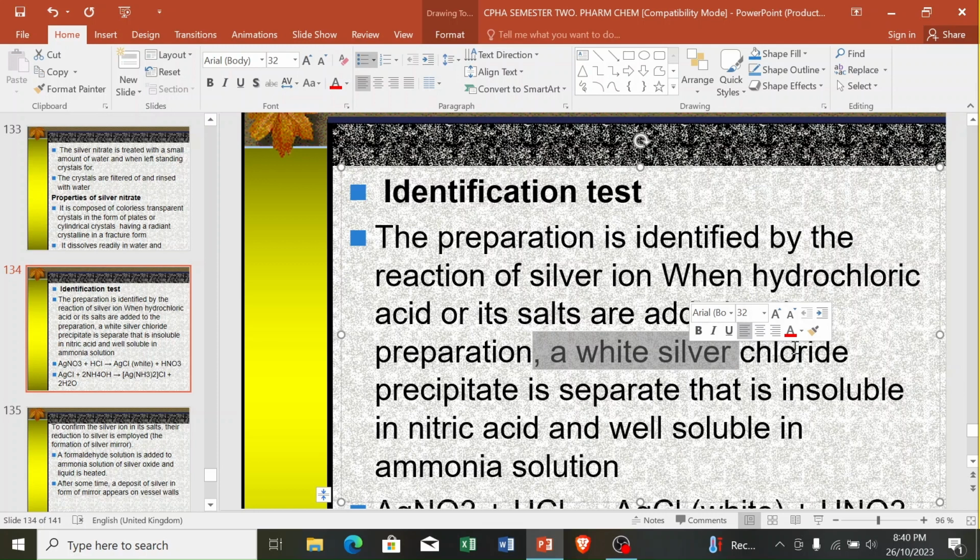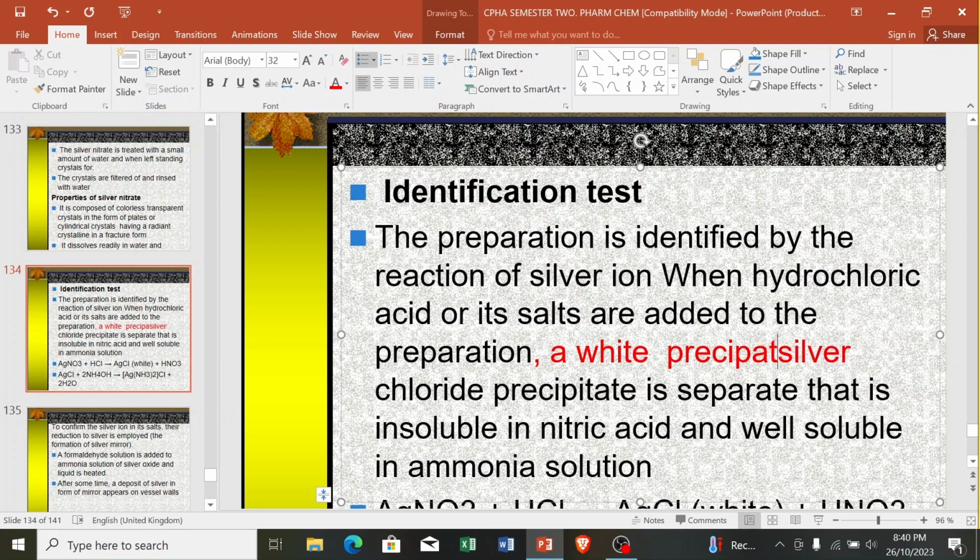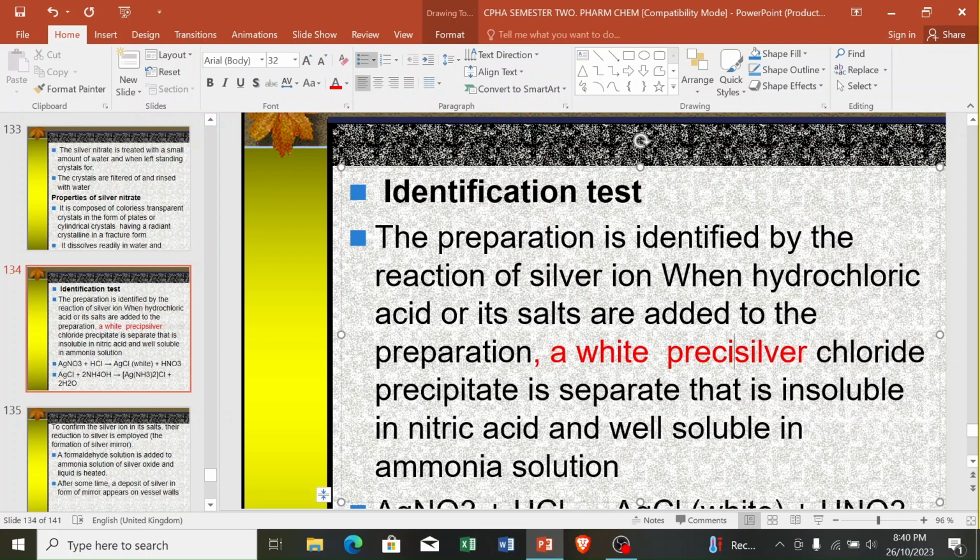This should be, let me put it in red, a white precipitate. Alright, so we can say we have a white precipitate of silver chloride.